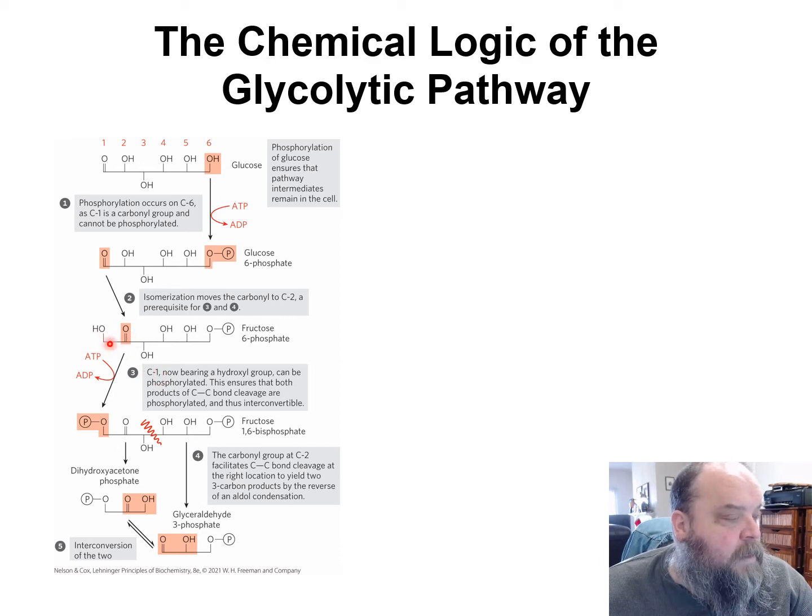In step 3, this hydroxyl out here is going to be a great place for a nucleophilic attack from, again, a third phosphate from ATP. So now we have a phosphate group on carbon 1 as well as carbon 6. We've also gone from glucose, the 6-sided ring of glucose, to the 5-sided ring of fructose.